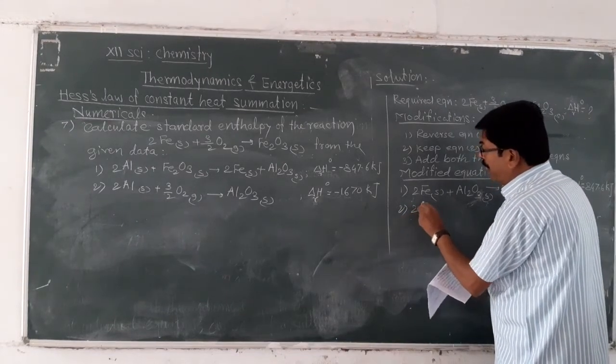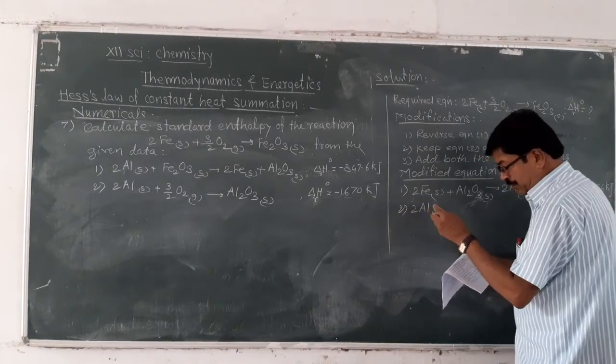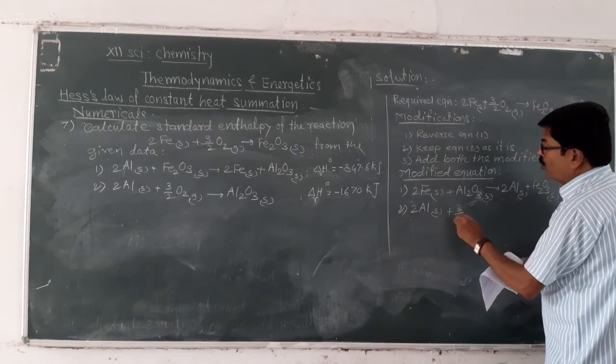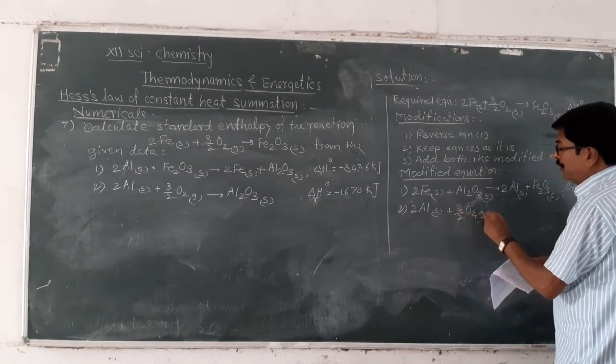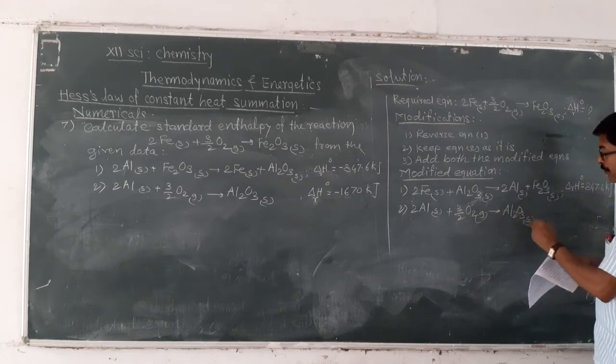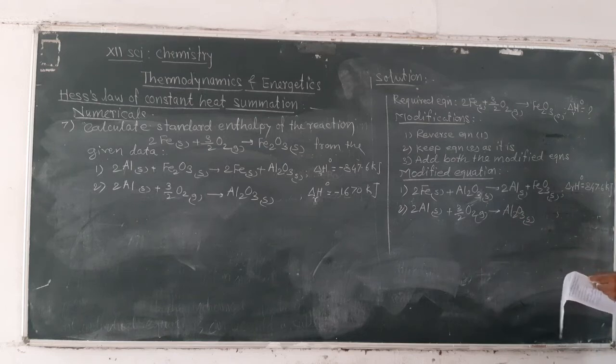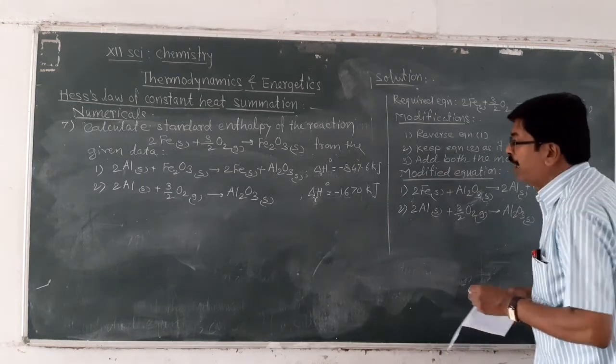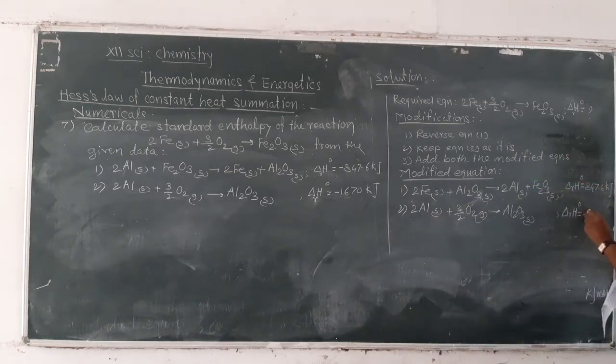Now we have to keep equation 2 as it is. That means 2 Al solid plus 3/2 O2 gas gives Al2O3 solid. Equation is kept as it is, therefore its enthalpy remains the same. It is minus 1670 kilojoule. Now we have to add these modified equations.